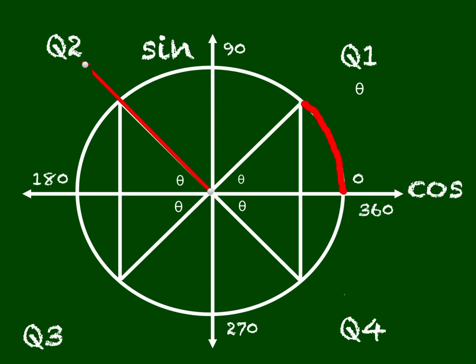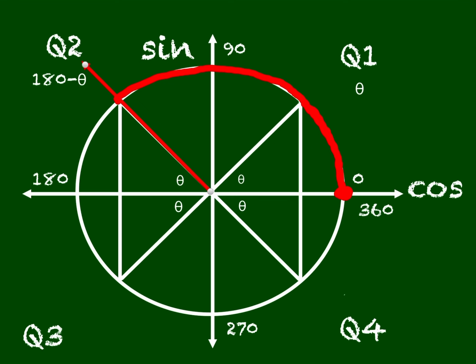Now, how much have we moved from 0? Look, we are moving to 180, but we stop. It is not completely 180. So 180 minus theta is how far we move from 0 to here. So this region's angle is called 180 minus theta.